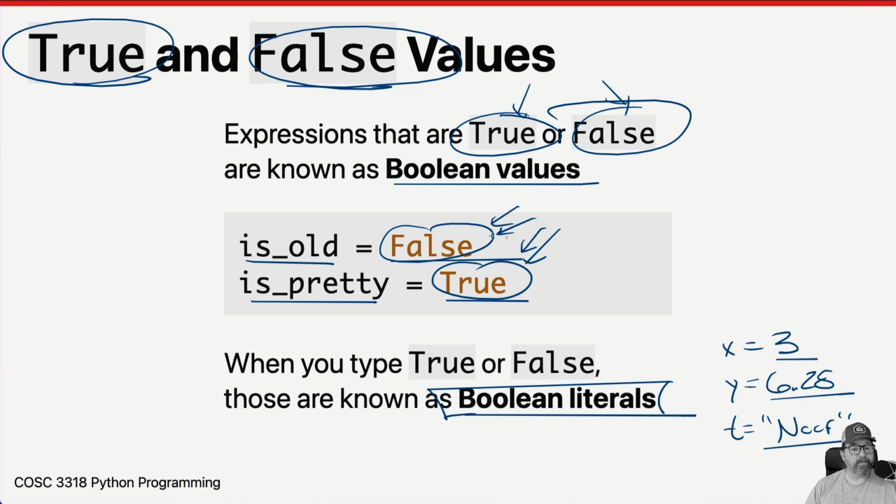Now, if you come from another programming language, remember capital letters here. Big F, big T. In other languages, they're lowercase. In Python, they're uppercase because they're so important.